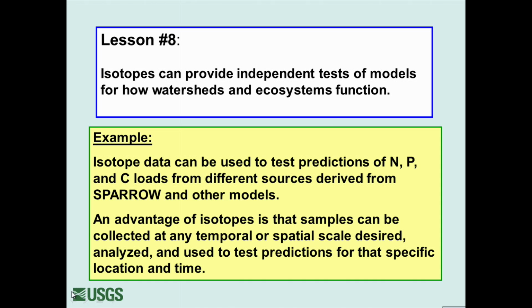something I've been trying to get people interested in is there are these big models like SPARROW that are being used by states and local governments to make decisions about what part of the system they remediate. You could test these hypotheses with isotopes. Isotopes can be collected any time and spatial scale that you want, and if it doesn't fit the model, you ought to look at it and see if this is something useful here.